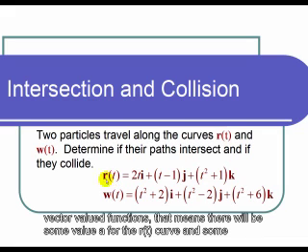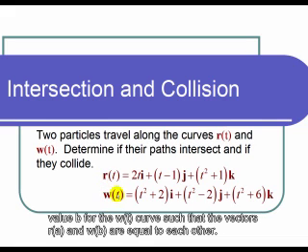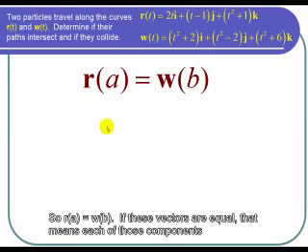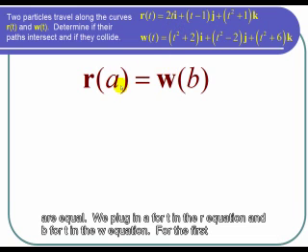So if two curves intersect and they're defined by vector-valued functions, that means there will be some value a for the r of t curve and some value b for the w of t curve, such that the vectors r of a and w of b are equal to each other. So r of a equals w of b. If these vectors are equal, that means each of those components are equal when we plug in a for t in the r equation and b for t in the w equation.